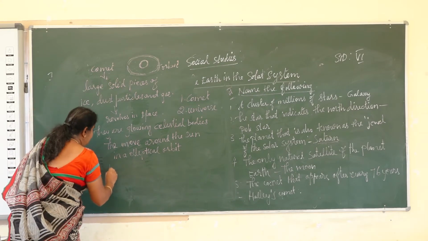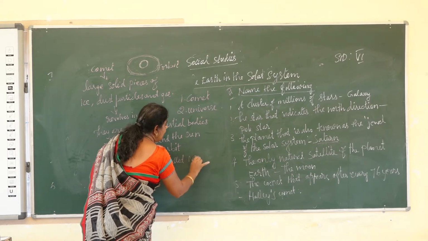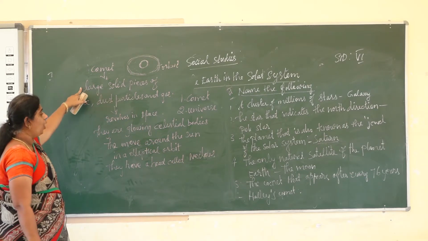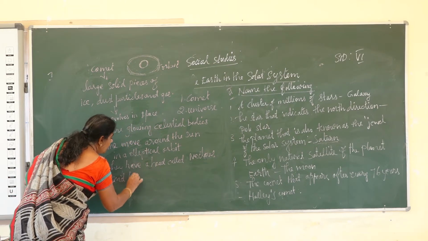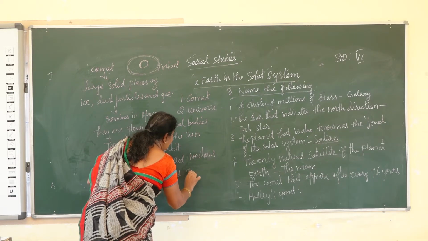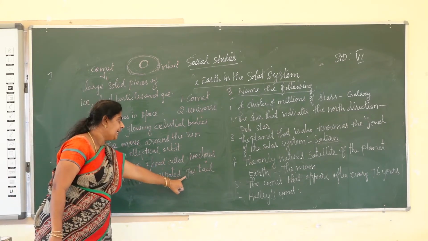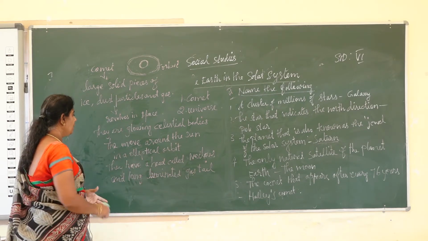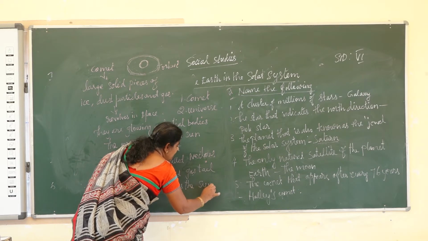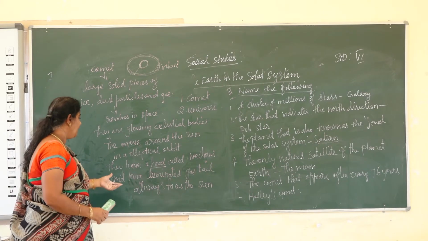These comets have a head called the nucleus and a long luminated gas tail. It appears like this. The head always faces the sun. It revolves around the sun like this, so the head is always facing the sun.